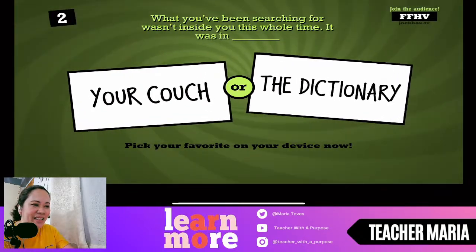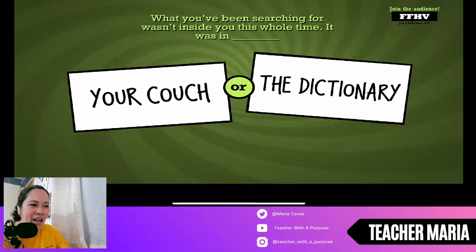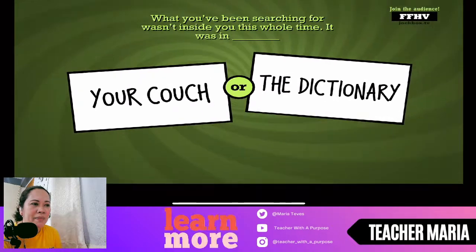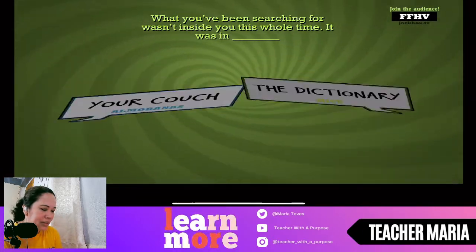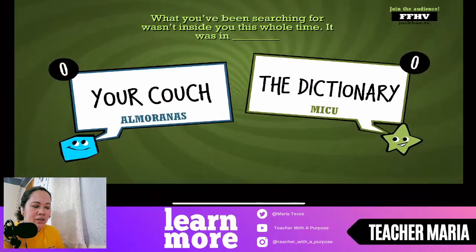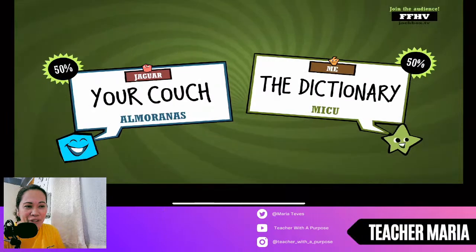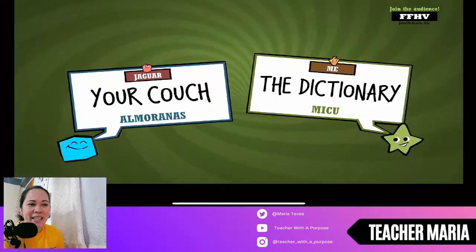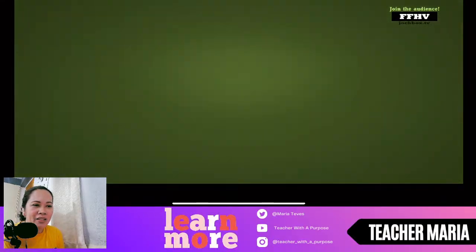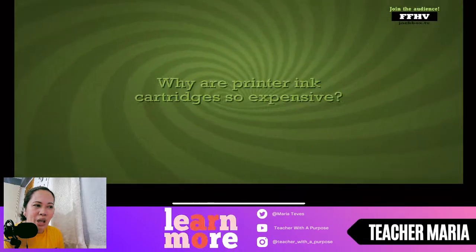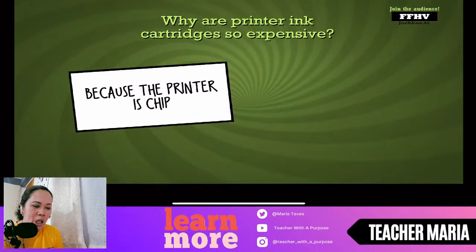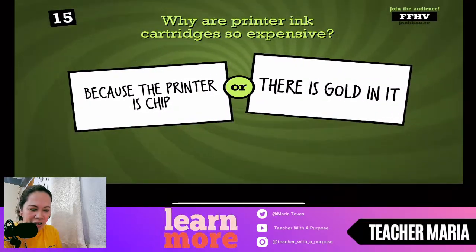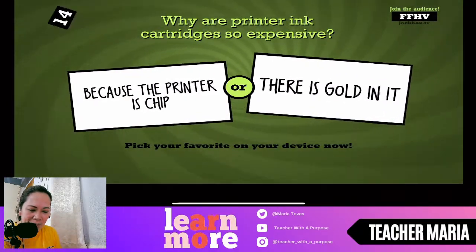Something was gone. All right. It's 50-50 again. Okay, next one. Why are your printer ink cartridges so expensive? Vote on your devices. Why are printer ink cartridges so expensive? Because the printer is cheap.